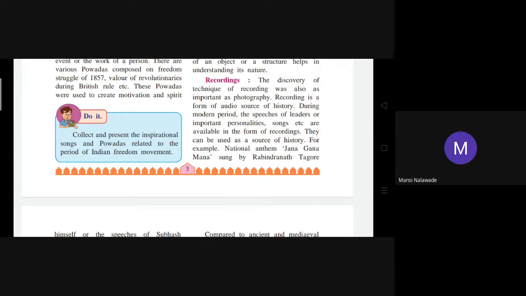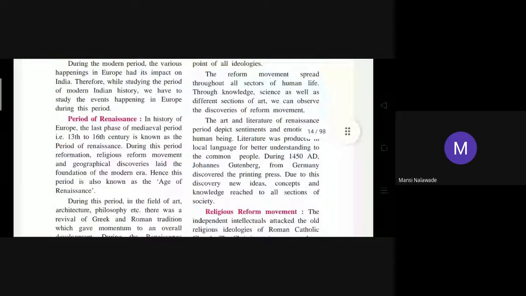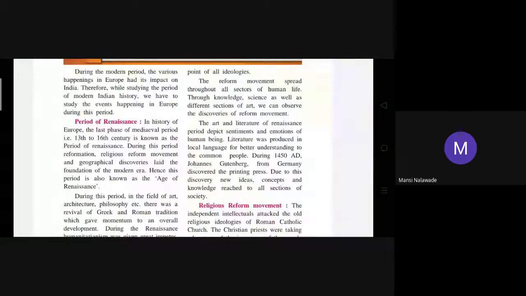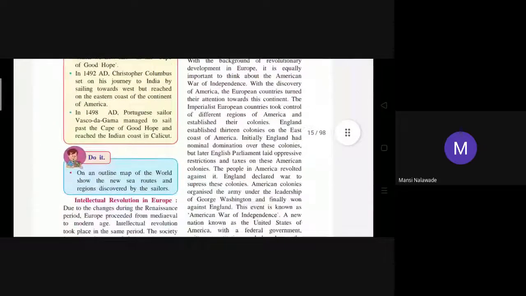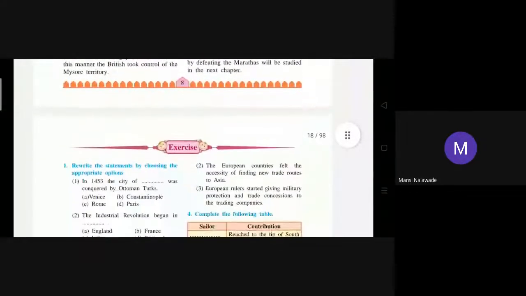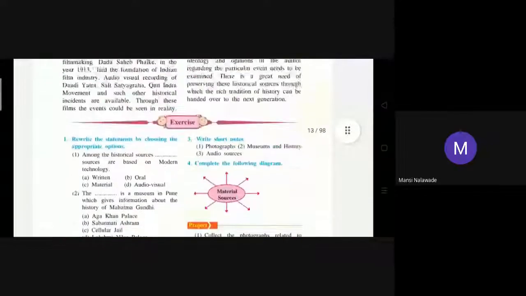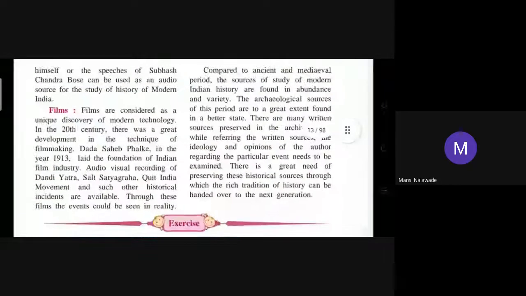Films are considered as a unique discovery of modern technology. In the 20th century, there was a great development in the technique of filmmaking. Dadasaheb Phalke in the year 1913 laid the foundation of Indian film industry. Audiovisual recording of Dandi Yatra, Salt Satyagraha, Quit India Movement and such other historical incidents are available. Through these films, the events could be seen in reality. So films are known as a unique discovery of modern technology.